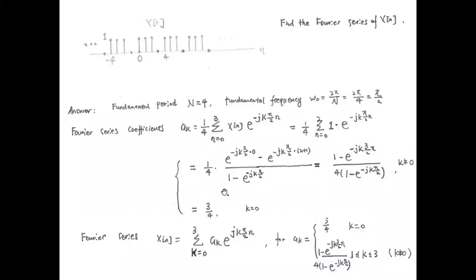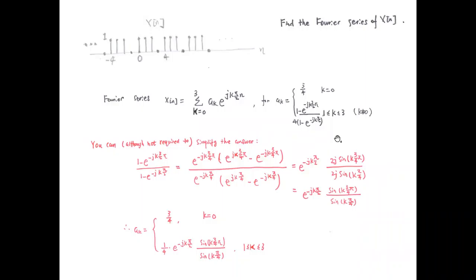For k equals 0, this special case is actually easy to discuss because we are adding up from n equals 0 to 2, and every term equals 1 times 1, right? When k equals 0, the exponential becomes 1. So we have three terms, 0, 1, 2. Each term equals 1, so that's 3 divided by 4. And the Fourier series, we just write it following the standard format, but here it's a finite sum from 0 to 3 because 3 equals 4 minus 1, which is capital N minus 1. ak exponential plus jk omega 0 n, with omega 0 equals pi over 2. And ak calculated above is shown here. And we accomplish this problem.